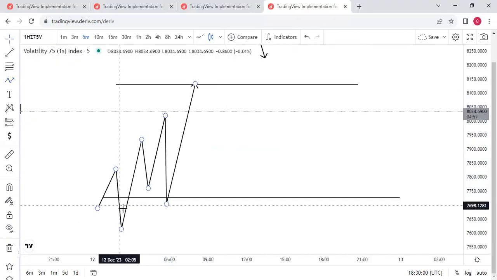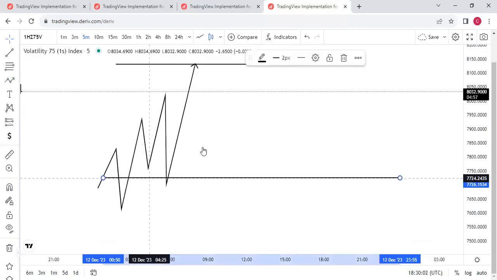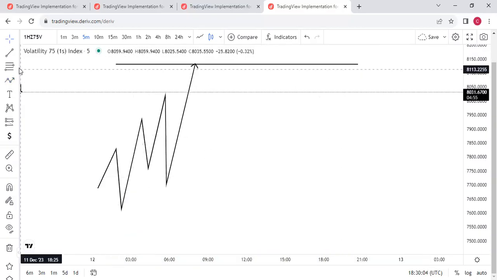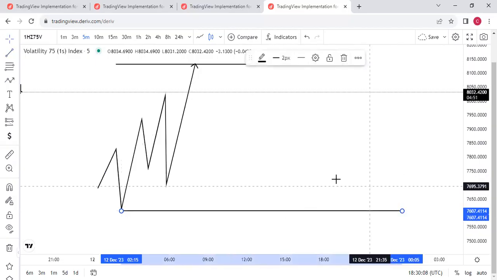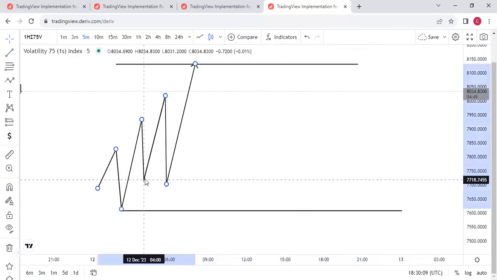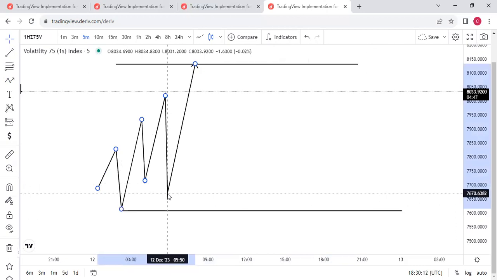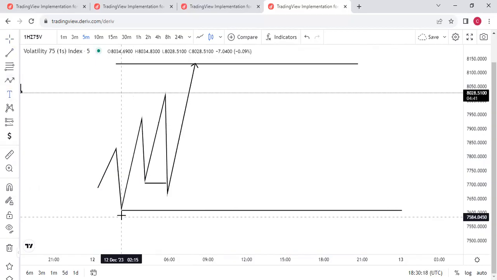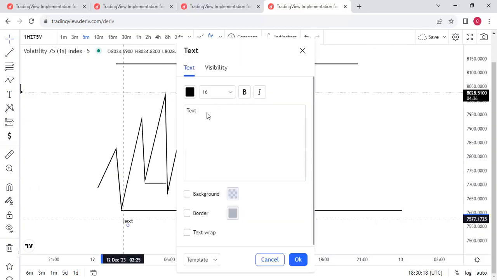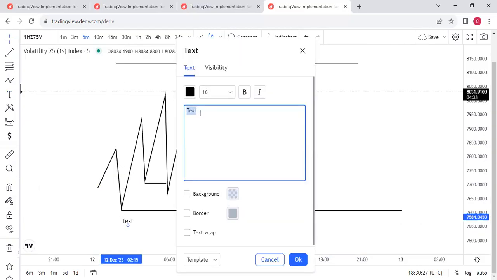So we call this point our point A. We call the retracement our point B. Let me write it out. This is our point A. So this is the advanced market structure.